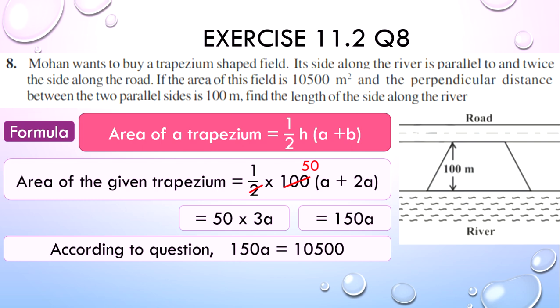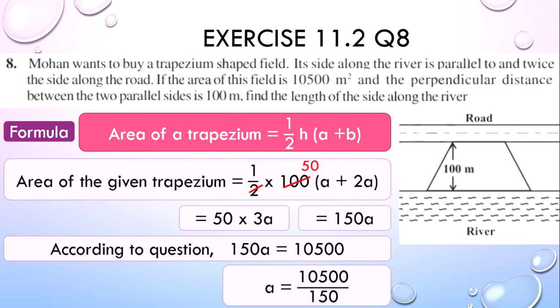And from the question we got the information that the area of the trapezium is 10,500. So we can equate both. 150A is equal to 10,500. Now this is like a linear equation. Now we can find the value of the variable A is equal to 10,500 divided by 150. We have done transposing here.